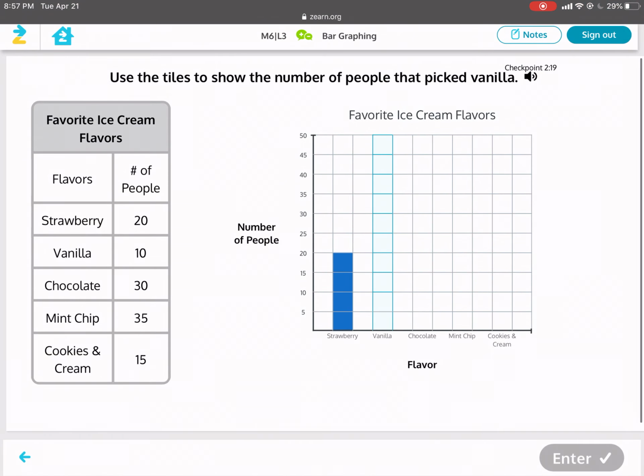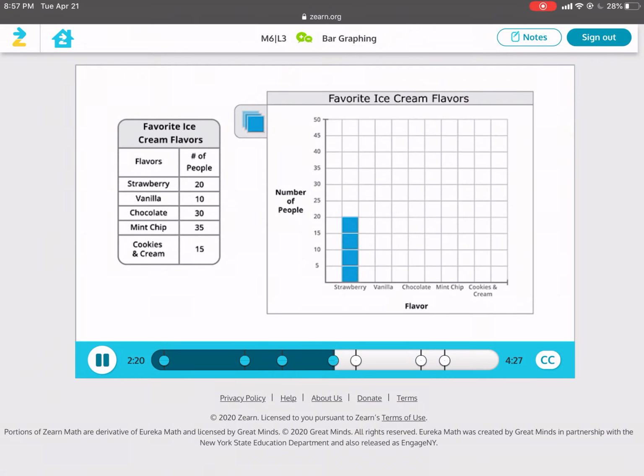All right, let's use tiles to show the number of people that picked vanilla. So if I look at my graph, I know 10 people picked vanilla, so 5, 10. Ethan, how'd you get started? 10 people picked vanilla as their favorite flavor. The scale tells us each tile represents 5 people. So I added 2 tiles because 2 groups of 5 equals 10. Well done. Keep going.